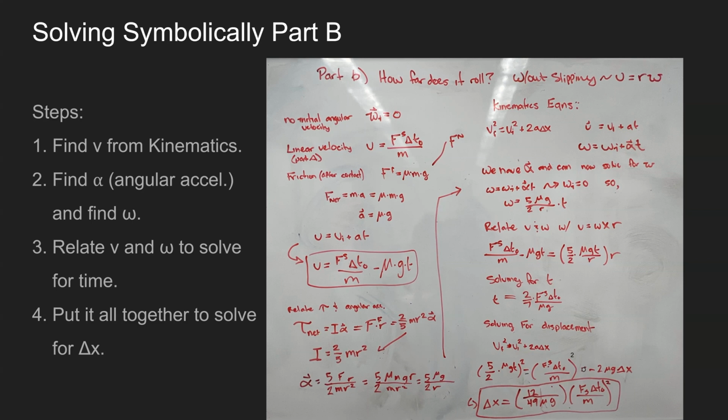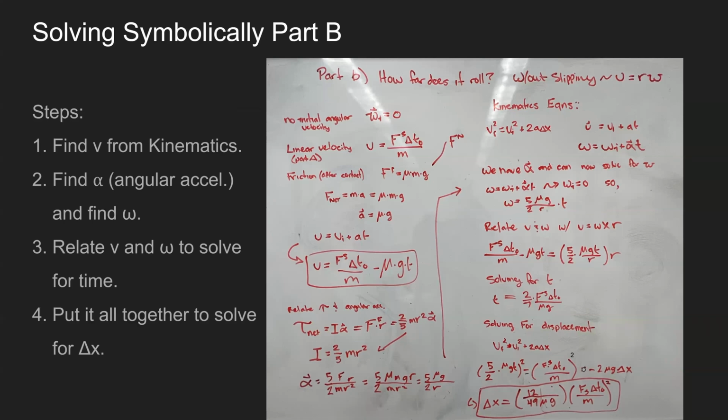Which is good because now we can take alpha to find omega through another kinematics equation, which, if you follow the arrow, is going to be up on the top right. Like the last, this is omega equals omega initial plus alpha times time. And since we know that omega initial is equal to 0, we get that omega equals alpha times time, which equates to 5 mu g over 2r all times time.